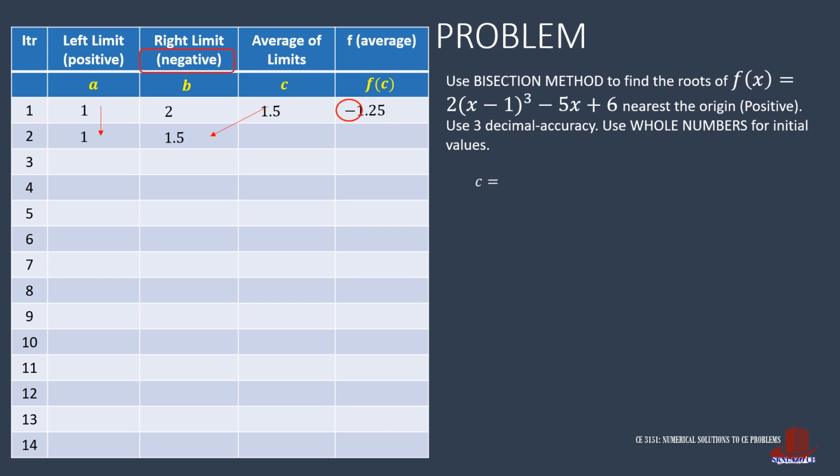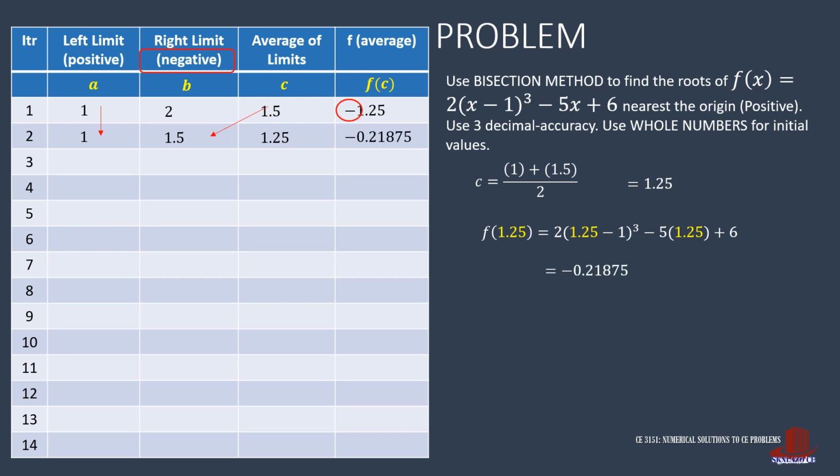Then take their average. Half of 1 plus 1.5 is 1.25. Plug this into the function to get 2(1.25 - 1)^3 minus 5 of 1.25 plus 6. This results in negative 0.21875.